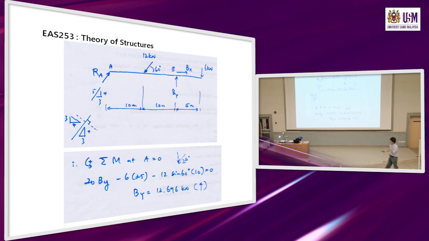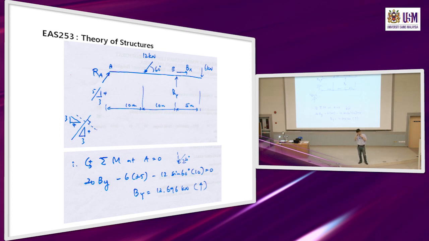Next, we solve this problem by writing down the equilibrium equations. The sequence that you want to use, summation of x, y, or moment, is up to you. But you should always try to find the equilibrium equation that lets you solve directly for the unknown forces. In this case, if you take moment at this point, RA is passing through that point, so there is no need to consider RA. And BX, the line of action is passing through point A, so no need to consider BX. So if you use this equation, you find BY directly. So we always try to identify which equilibrium equation to use.